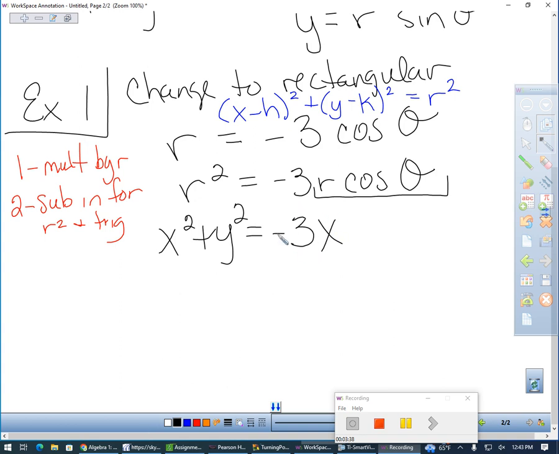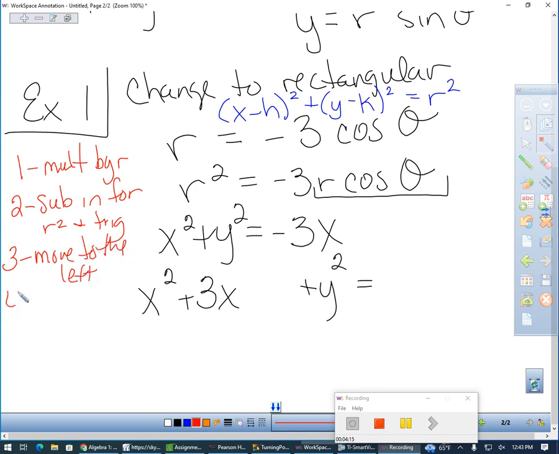So the first thing I'm going to do is move this 3x to this side. So I have x squared plus 3x. I'm going to leave a little space here for a second, plus y squared equals nothing on that side. And I'm going to leave it blank for a minute. Everybody's okay with that? All right, next thing I'm going to do is complete the square. Step 3, we moved to the left. And then step 4, complete the square.